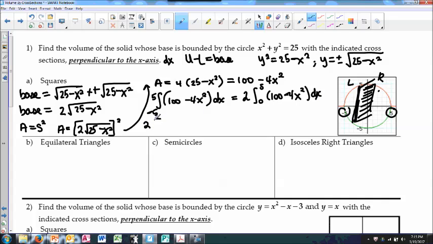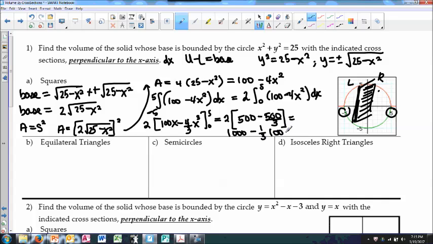So I'm going to hold that 2, integrate 100x minus 4/3 x cubed from 0 to 5. So I'm still holding the 2. I end up with 500 minus 4 times 125. So 500 again, but that part's divided by 3. So you can kind of think of this as 1,000 minus 1/3 of 1,000. That means I have left 2/3 of 1,000, or 2,000 over 3.